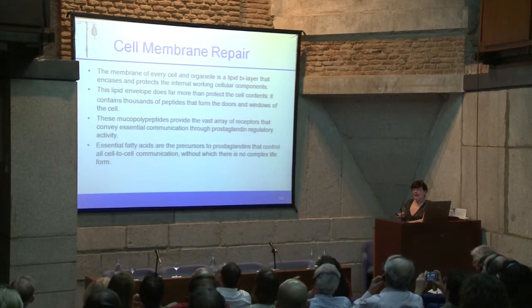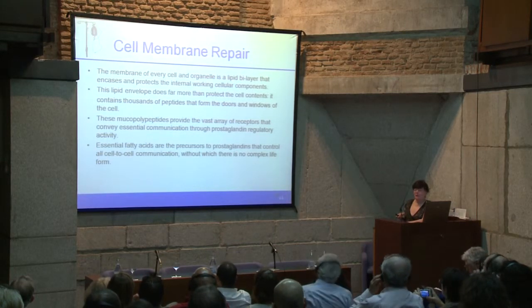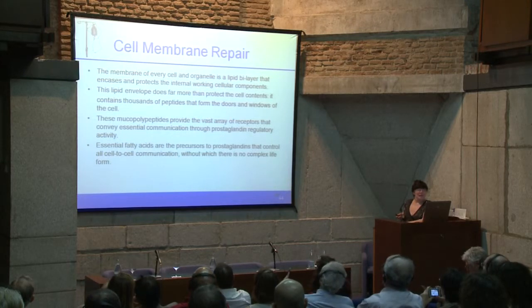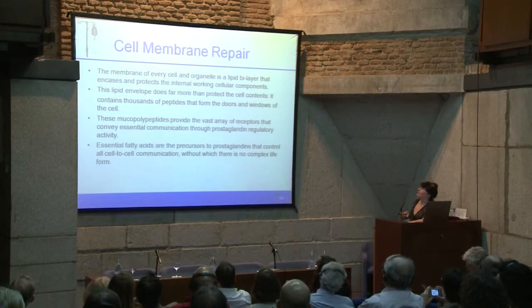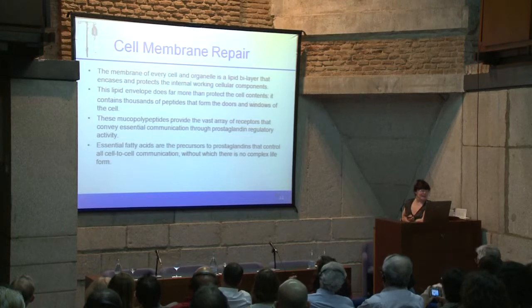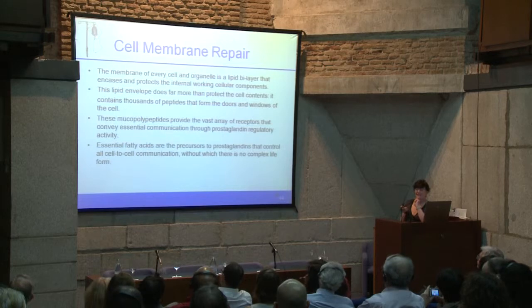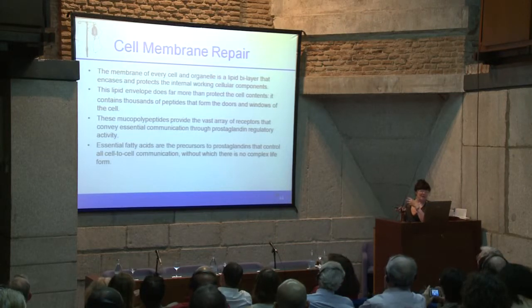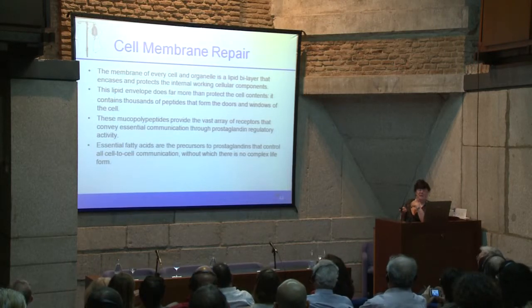We do cell membrane repair. This is another major thing that we do with IV nutrients. The membrane of every cell and organelle is a lipid bilayer that encases and protects the internal working cellular components. This lipid envelope does far more than protect the cells. It contains thousands of peptides that are the doors and windows of the cell. And these mucopolypeptides provide the array of receptors that convey the essential communication through prostaglandin regulatory activity. And these are the wonderful little doors and windows that Pilar talked about.